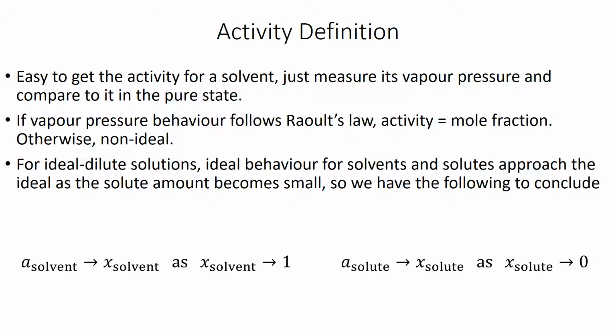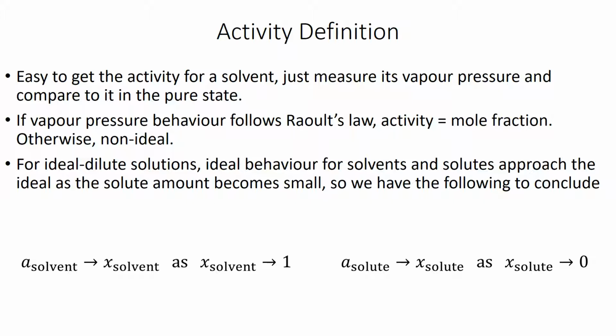So the activity definition, let's keep going. It is easy to get the activity for a solvent. All we have to do is measure its vapor pressure and compare it to its pure state. If the vapor pressure behavior follows Raoult's law, the activity just equals the mole fraction. If it does not, we have a non-ideal solvent.